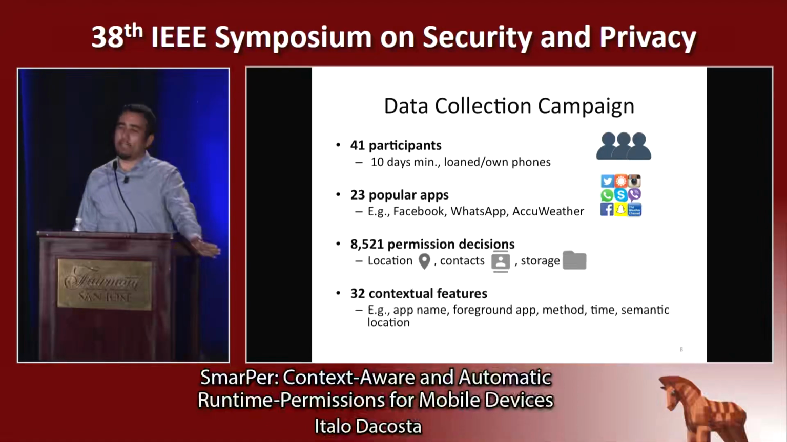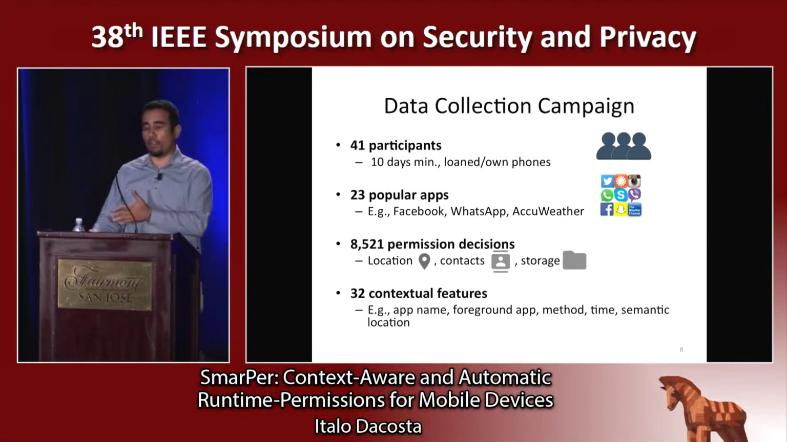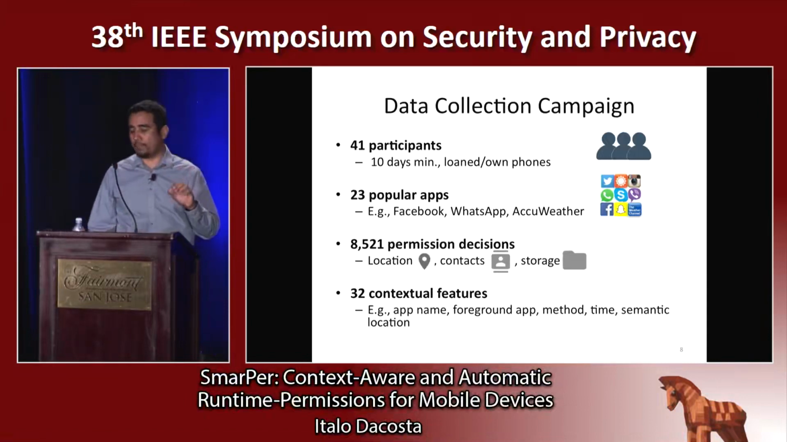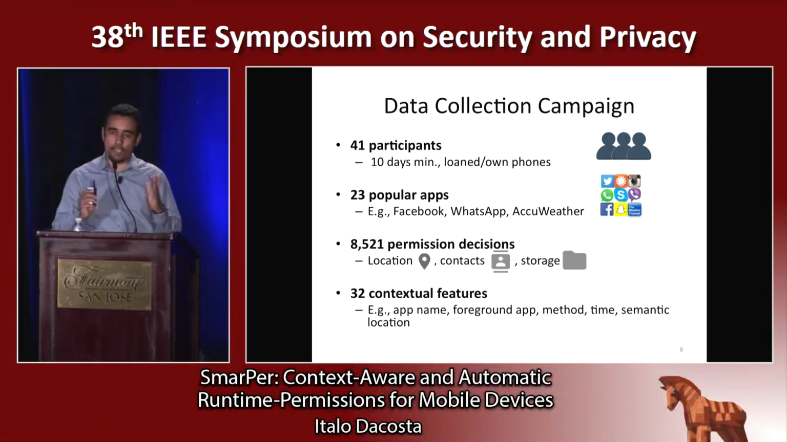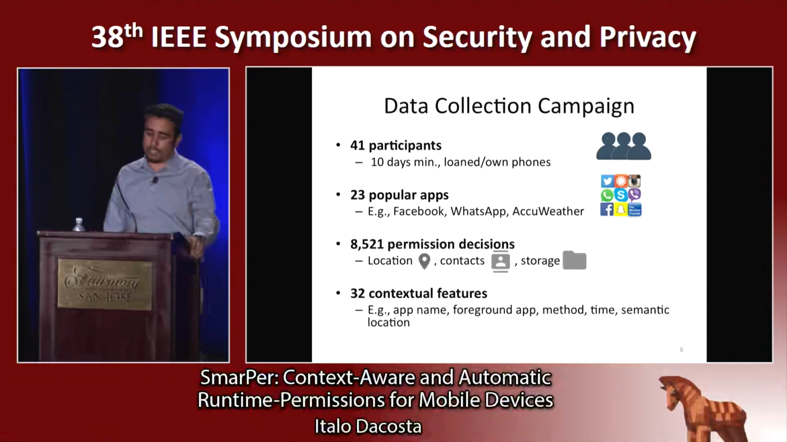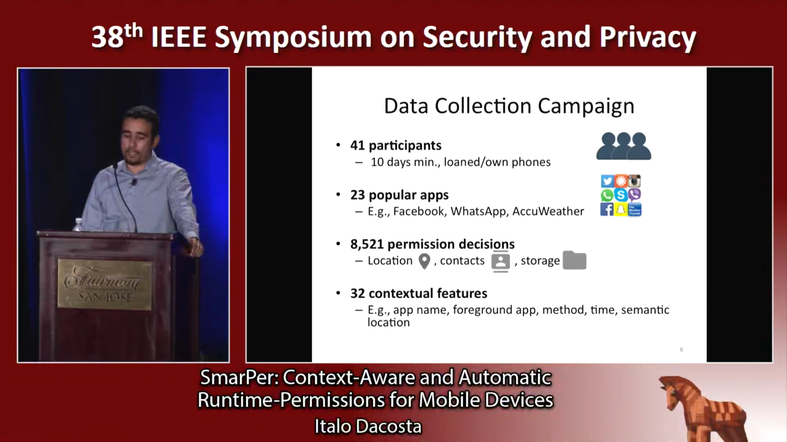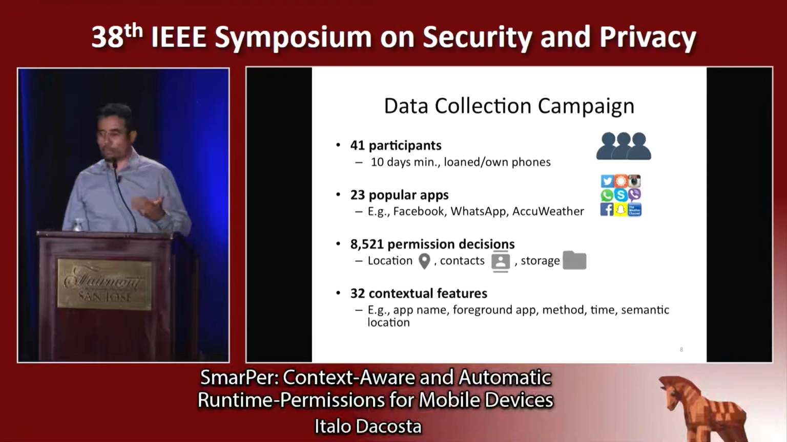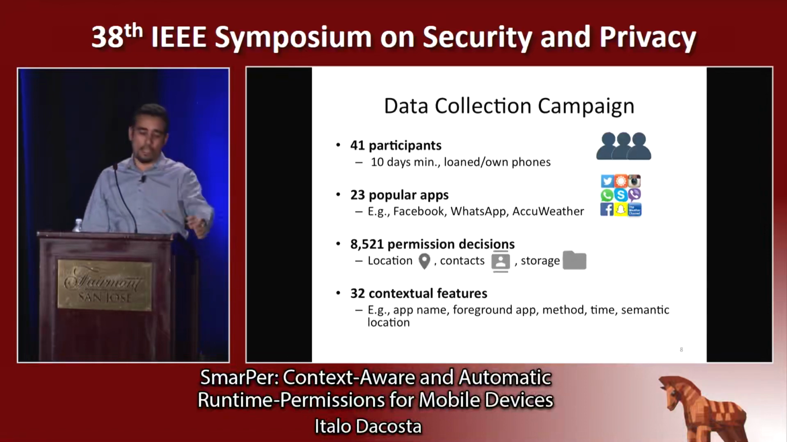In total, we collected 8,521 permission decisions, which is, as far as we know, the largest data set of this type. And we did it, again, for 3 permissions or data types: location, contact, and storage, again, to reduce the chance of having data sparsity. For each permission decision, we then collected 32 contextual features using the standard Android API.